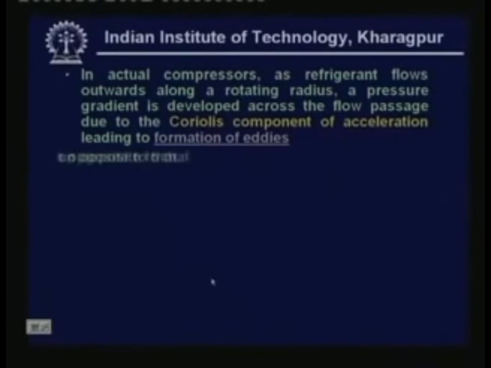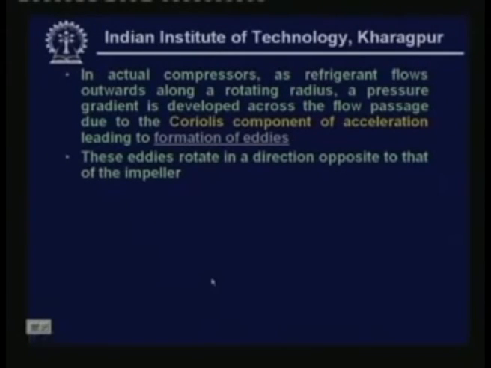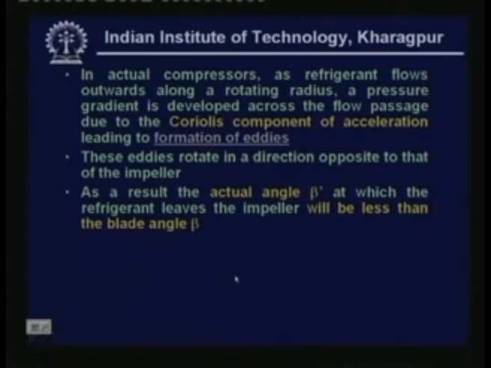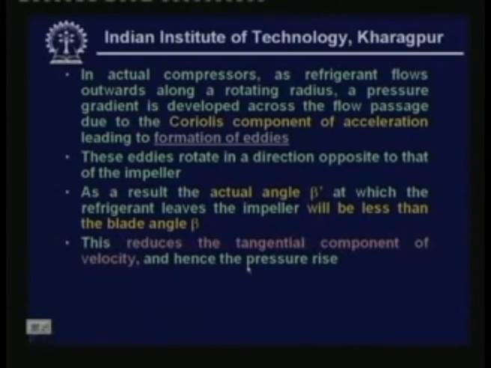Whereas beta is the blade angle. Because of the eddy formation, beta is greater than beta dash. These eddies rotate, as I said, in a direction opposite to that of the impeller. As a result, the actual angle beta dash at which the refrigerant leaves the impeller will be less than the blade angle beta. This reduces the tangential component of velocity and hence the pressure rise.